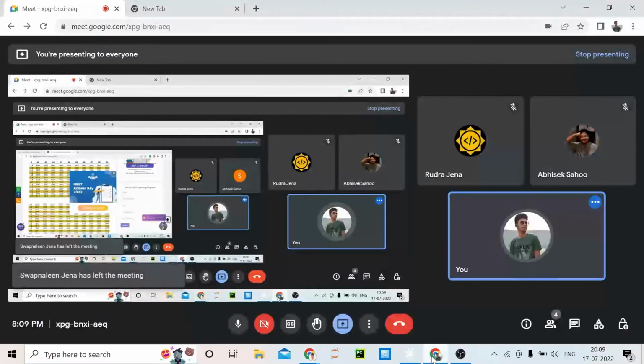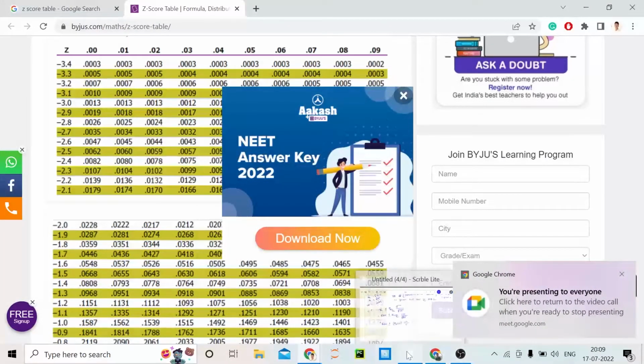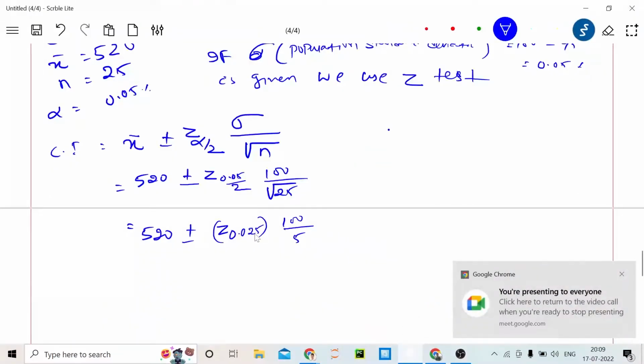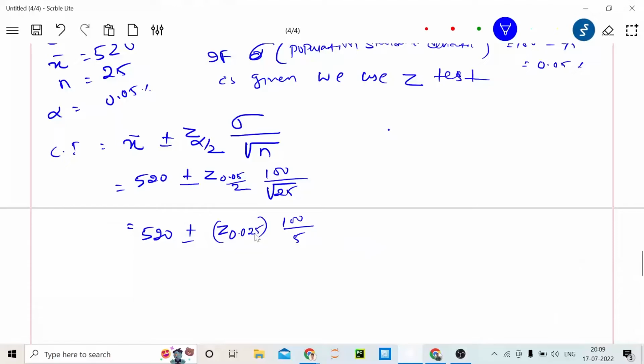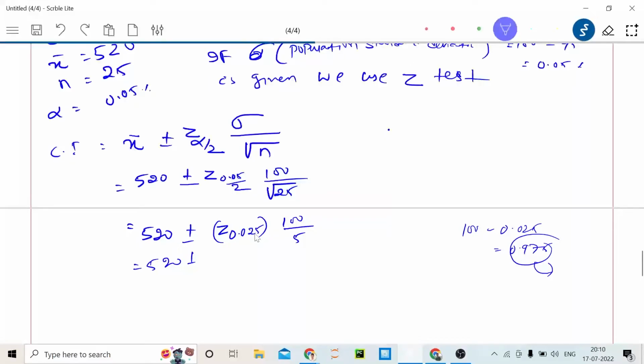You got the value 0.025. In this case, when you go to the z table, you always search the value from 100 minus 0.025. That means 0.975. This value is always given inside the z table. So when this value comes, you always have to subtract it from 100 and go to the z table and search where this 0.975 is given.